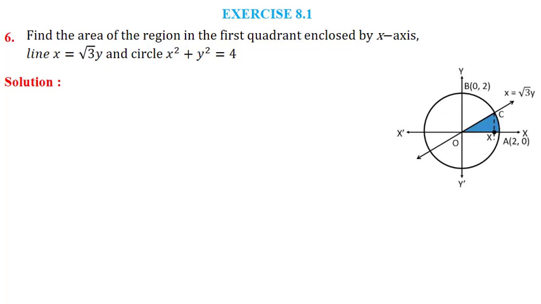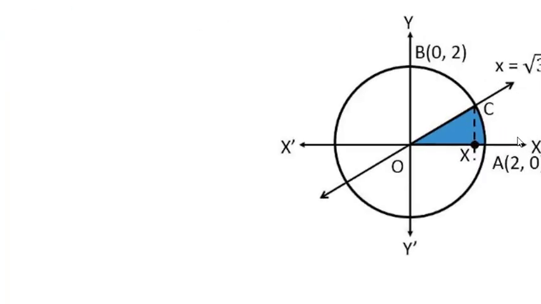So if you see, we have this required area, that I can calculate by splitting the limit. Splitting the limit, because from origin to this point x, the area is between x-axis and line x equal to root 3 y. And beyond point x, that is between x to a, the area is between the circle and x-axis. So we have to split the limit here while solving the problem. So let us see.